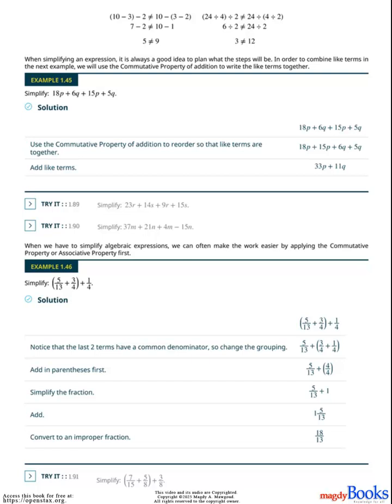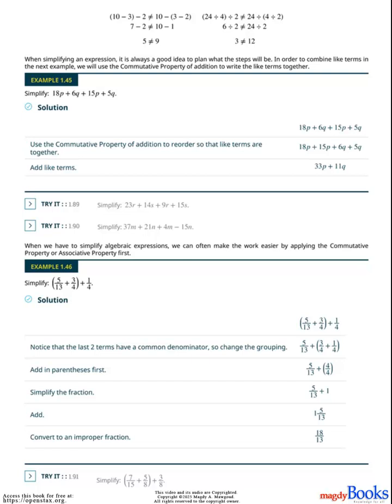Solution. (5/13 plus 3/4) plus 1/4. Notice that the last two terms have a common denominator, so change the grouping. 5/13 plus (3/4 plus 1/4). Add in parentheses first. 5/13 plus (4/4). Simplify the fraction. 5/13 plus 1.